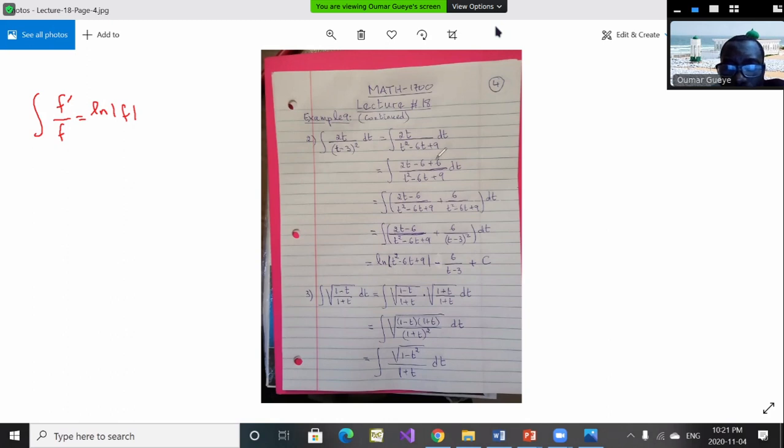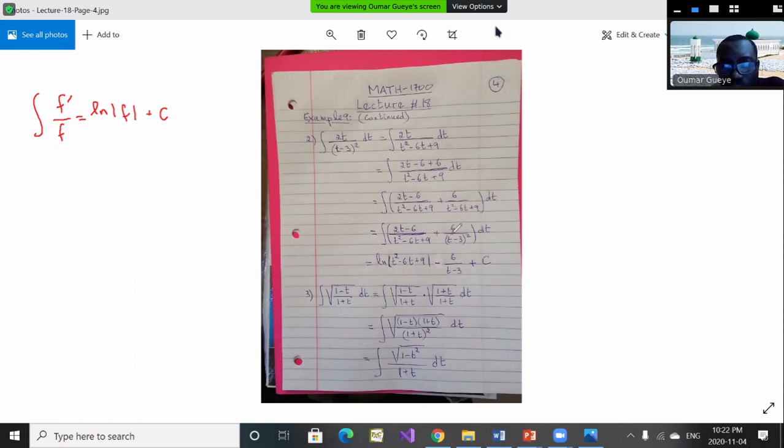Now, doing so, I'm going to split it into quotients. I'll get 2t minus 6 as the numerator of the first quotient, and for the second one it's going to be only 6. And now you can see this first term is exactly this. You have f dash over f to integrate. That's exactly what you have in this case. And as the question mentioned, it's going to be just ln of the absolute value of f.